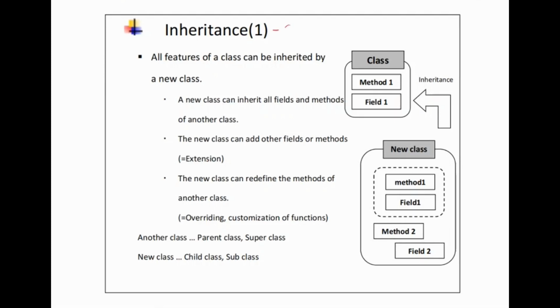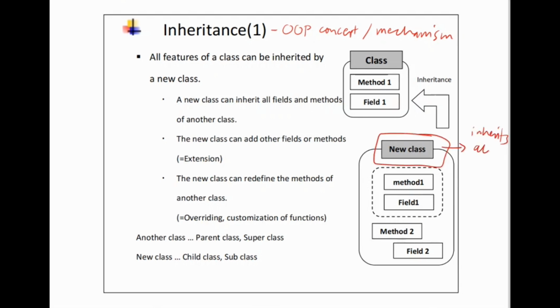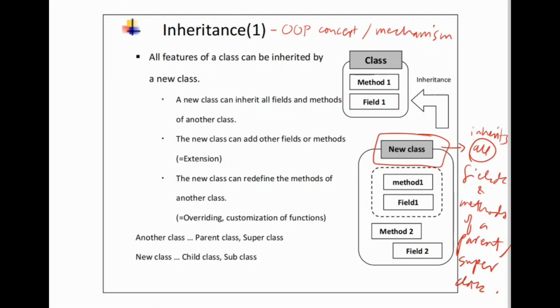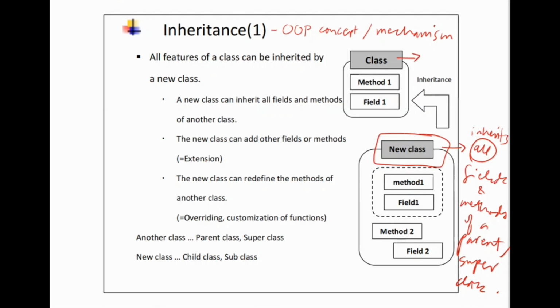Inheritance is an object-oriented programming concept or mechanism that allows us to define a new class which inherits all fields and methods of a parent or superclass. Say this is the previously defined class. We call this the parent or the superclass. And the new class, we call this the child or the subclass.